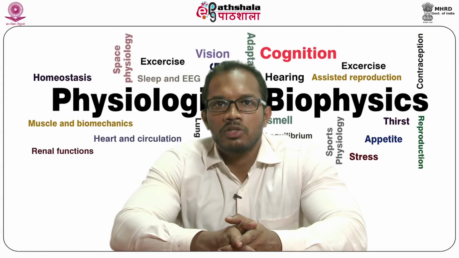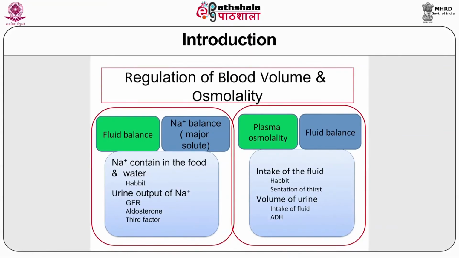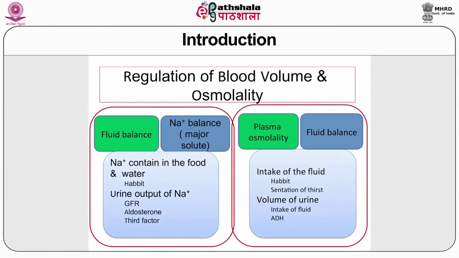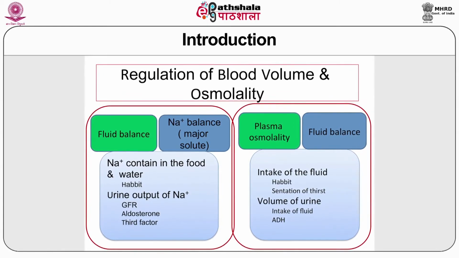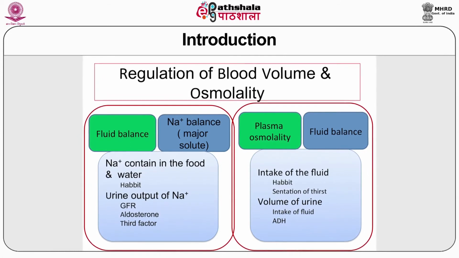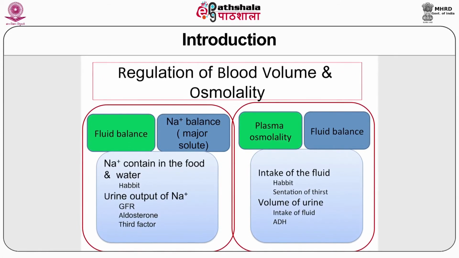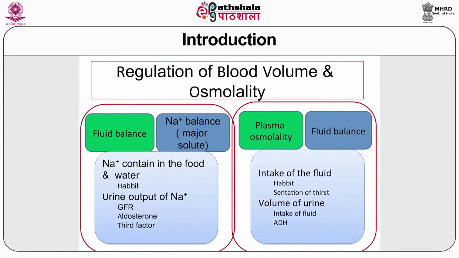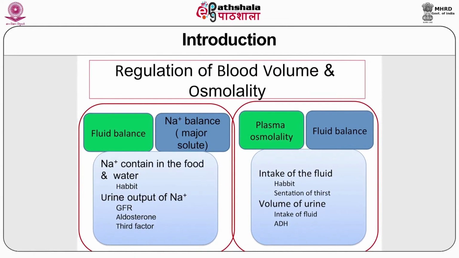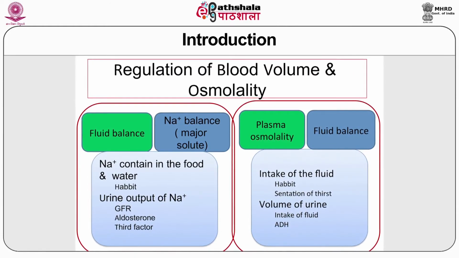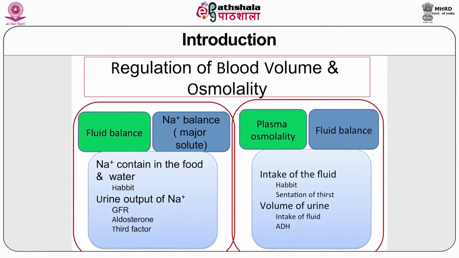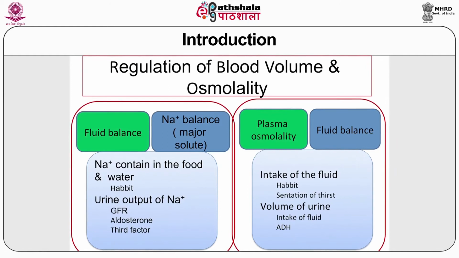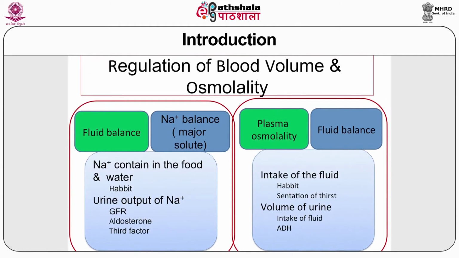depends on aldosterone. Plasma osmolarity of the body depends on the net fluid balance in the body, which is the net of intake and output of fluid. Intake of fluid depends on the habit of the individual and the sensation of thirst, whereas output depends on the volume of urine, which ultimately depends on the volume of fluid taken and the release of ADH.